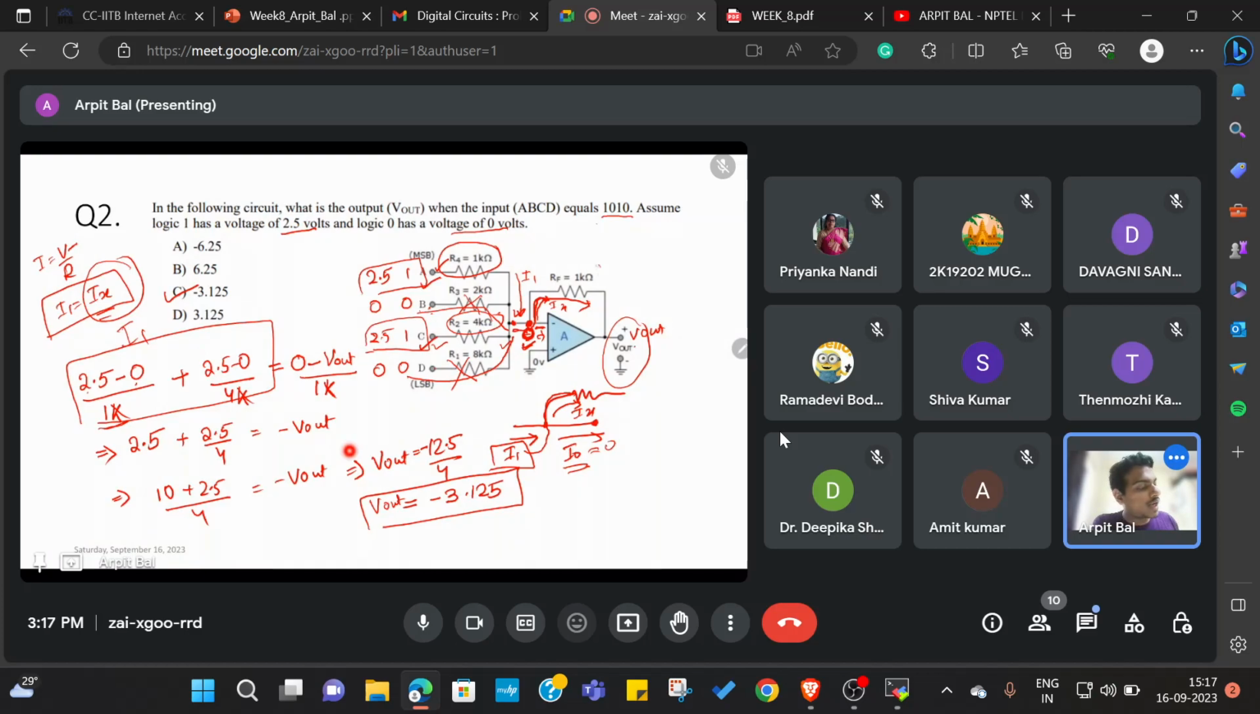And what will be the value of IX? I'll find the potential difference first, that is 0 minus Vout, divided by 1 kilo ohm, the resistance connected across these two terminals, right? After that, I just solved these equations step by step, and I found that Vout is equal to minus 3.125 volt. Is that clear? Yes. Okay.